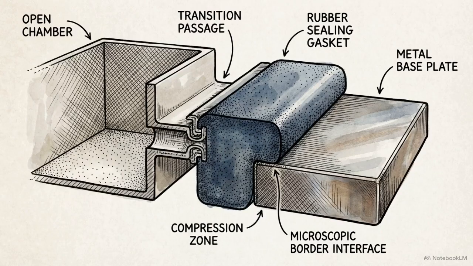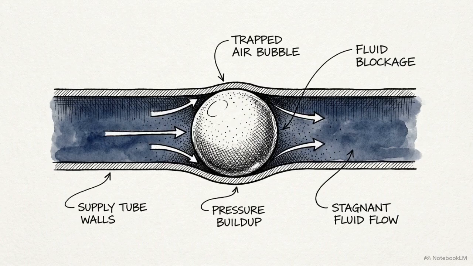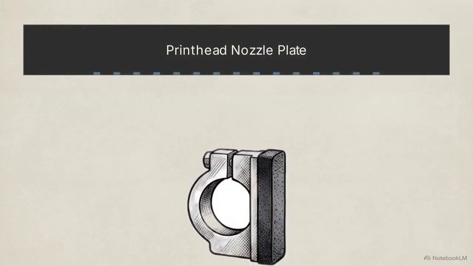Moving away from the airspace, we hit the microscopic borders of the machine's maintenance zones, specifically the capping station, which keeps the printhead sealed and moist. Fluid dynamics fail when a single microscopic air bubble enters the line. This schematic shows the capping station failing.